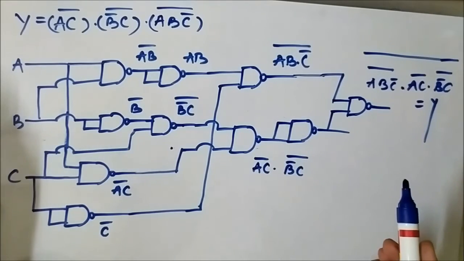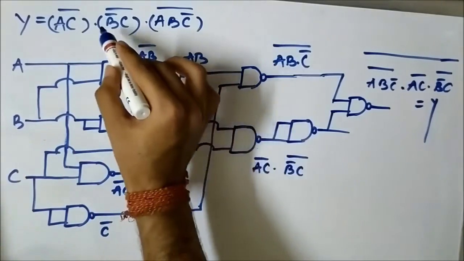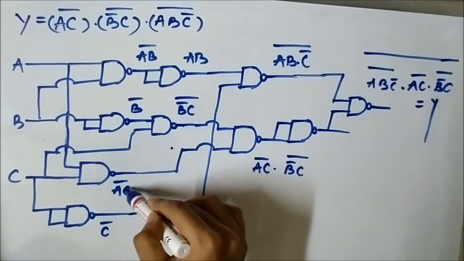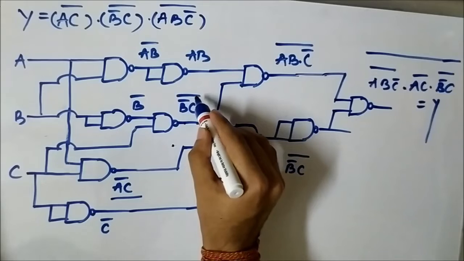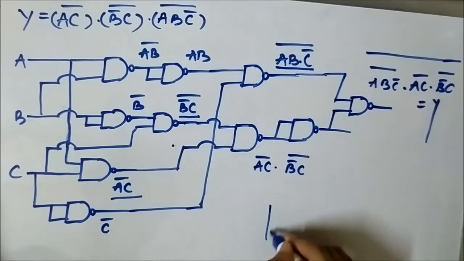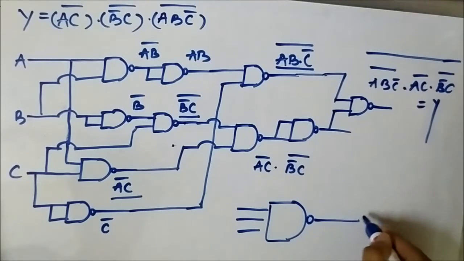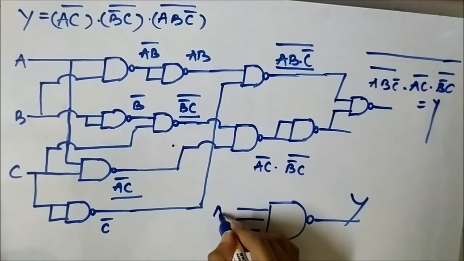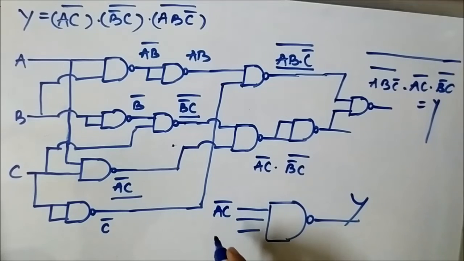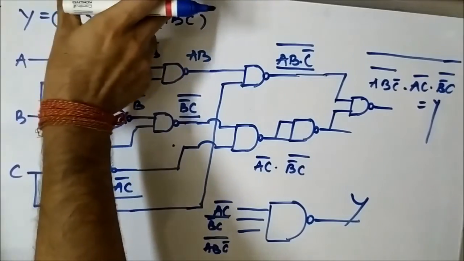It is a bit lengthy. If three input NAND gates would have been allowed here, then we could have directly given AC complement from here, B bar C complement from here, and ABC complement whole complement from here to a three input NAND gate, and we would have got this final expression. That's three signals and we would have got the output Y. But here nothing like that has been mentioned.